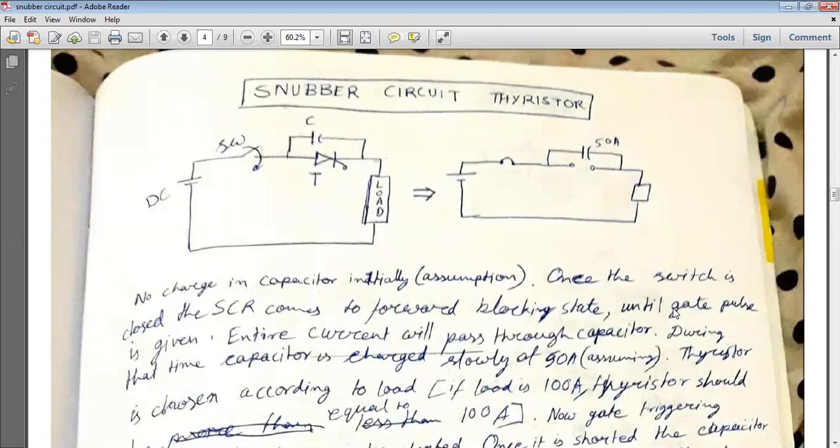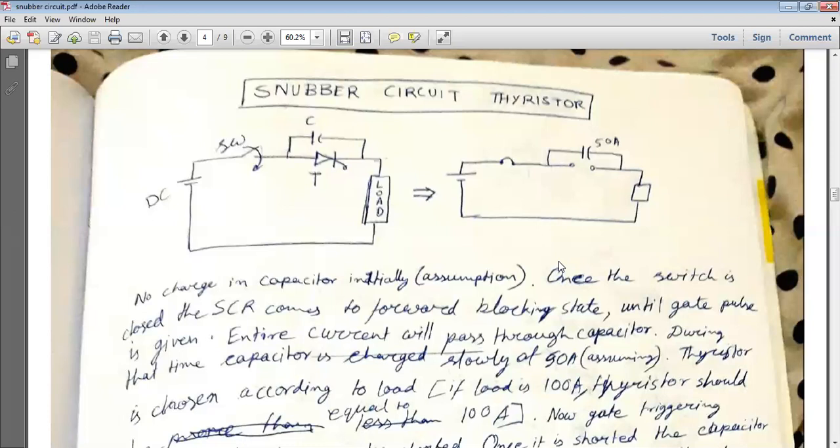During blocking state, what will happen? When the switch is closed, initially the thyristor comes to blocking state, and the current from the DC supply flows through the capacitor, and the capacitor will get charged and current comes to the load. Initially in the capacitor no charge was there. Once the switch is closed, SCR comes to forward blocking state.